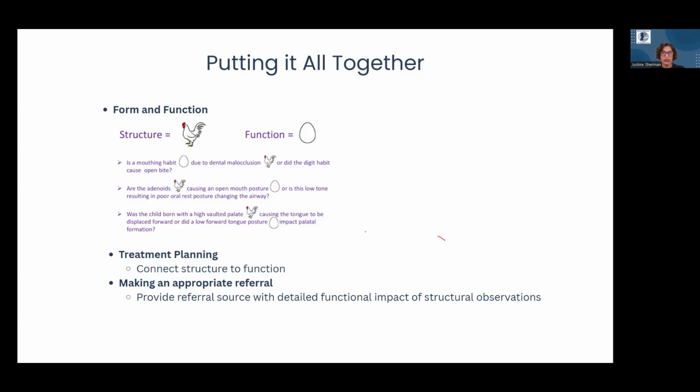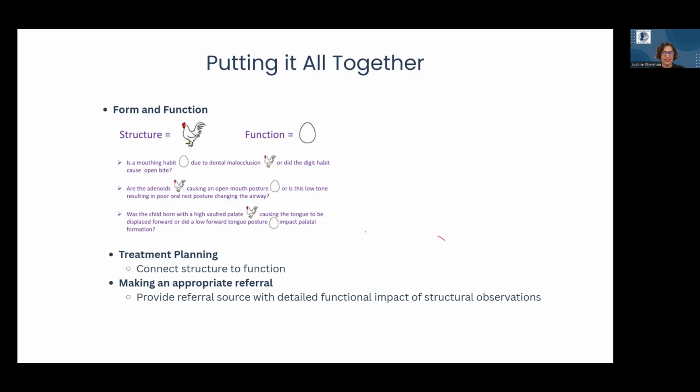And why this matters interdisciplinarily is other professionals don't need us to name anatomy. They need us to explain its impact. So when we clearly connect structure to movement, movement to function, and function to real world outcomes, we become respected collaborators, not just reporters of findings.